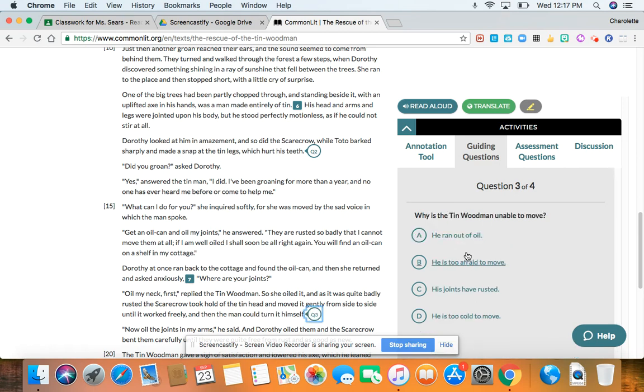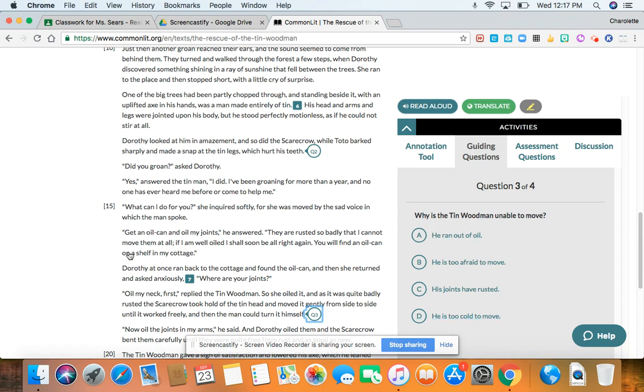Question 3. Why is the Tin Woodman unable to move? A, he ran out of oil. B, he's too afraid to move. C, his joints have rusted. Or D, he is too cold. Give you a second.